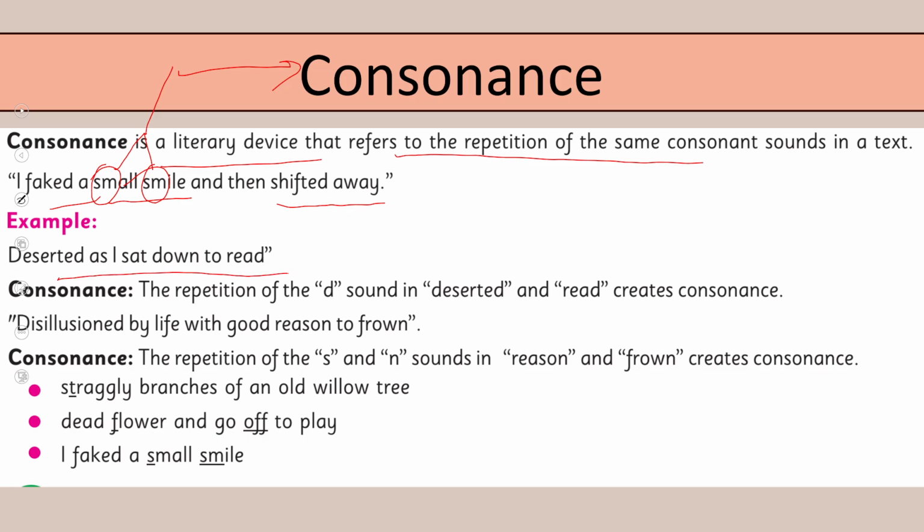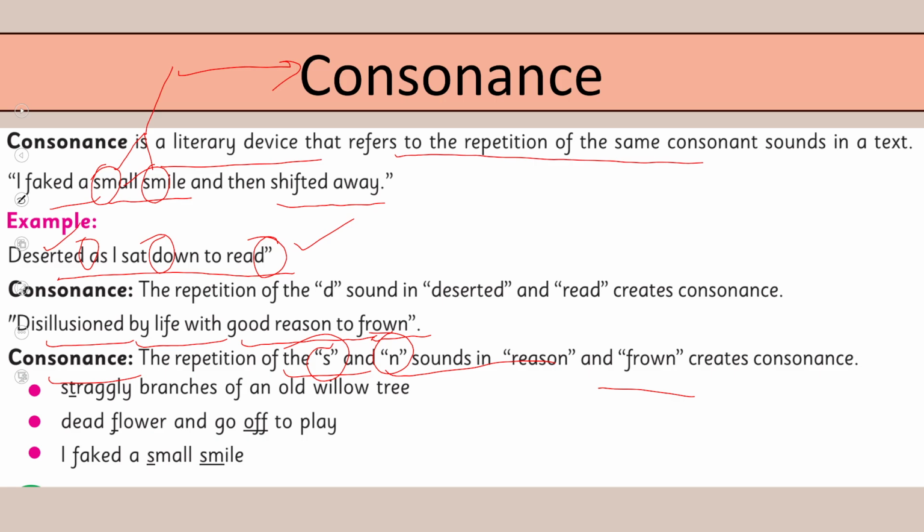Deserted as I sat down to read. What consonant is being repeated? Deserted, D sound, because of the letter D. I sat down to read. So the sound of the consonant D is being repeated. This is also an example of consonants. And the repetition of the S and N sounds in reason and frown in this example: Delusioned by life with good reason to frown. So you can see the N sound and the S sound.